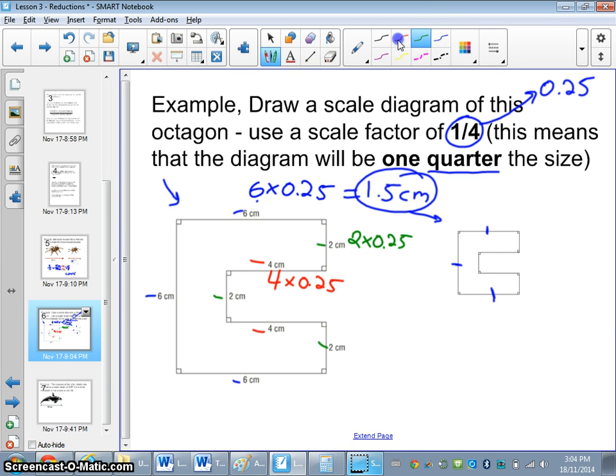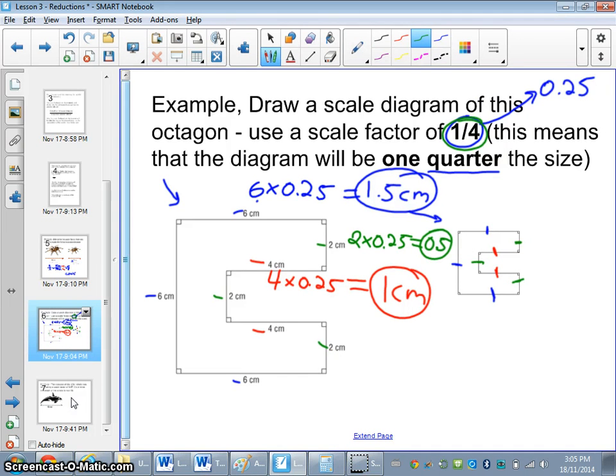With 4 quarters, that's equal to $1. That's just 1 centimeter. All right, and 4 goes here and here. And then if I had 2 quarters, that's the same thing as 50 cents, so 0.5. And again, that goes here, here, and here. So I used my scale factor of 1/4, and I used my lengths on my original diagram, and I figured out what the lengths would be on my reduced scale diagram there. So that's one way to calculate what lengths will be on the scale diagram.